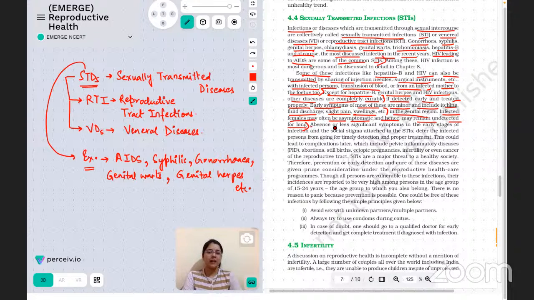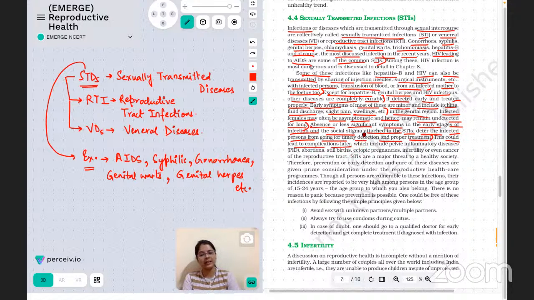All right. Now, absence or less significant symptoms in the early stages of infection and the social stigma attached to the STIs deter the infected persons from going for timely detection and proper treatment. These are topics considered taboo for discussion. So for that reason, the person might get deterred or might get detached from social connections or social bonding. So this can happen. Now this could lead to complications later.